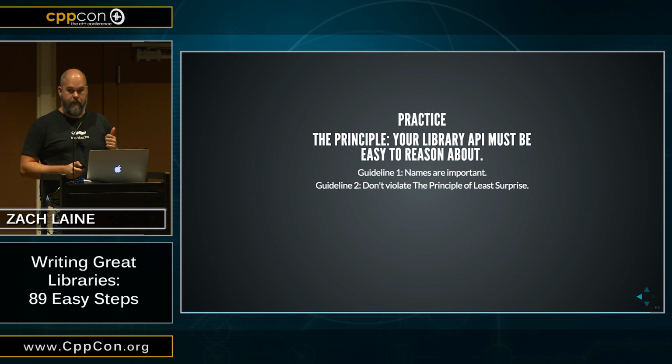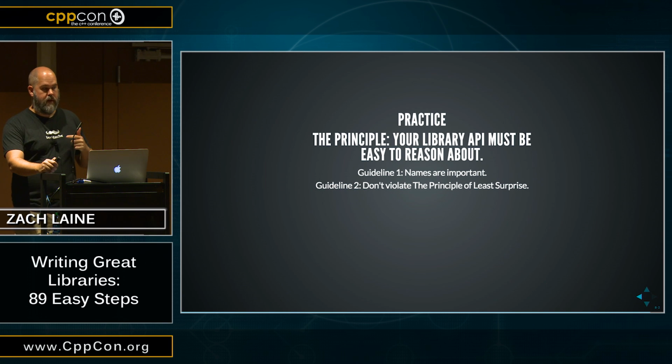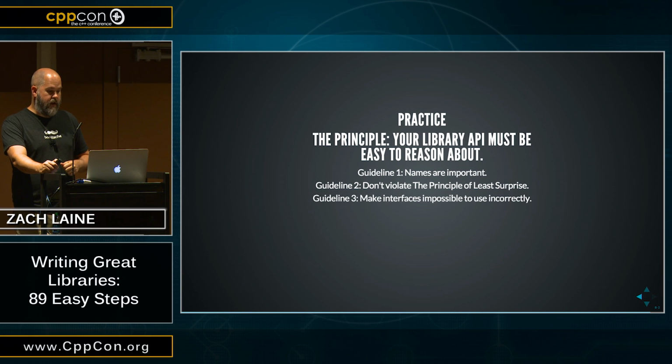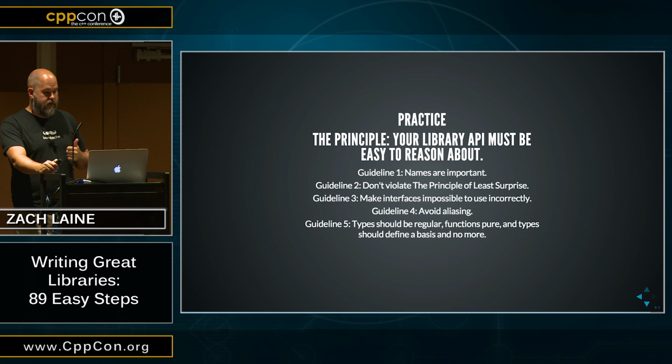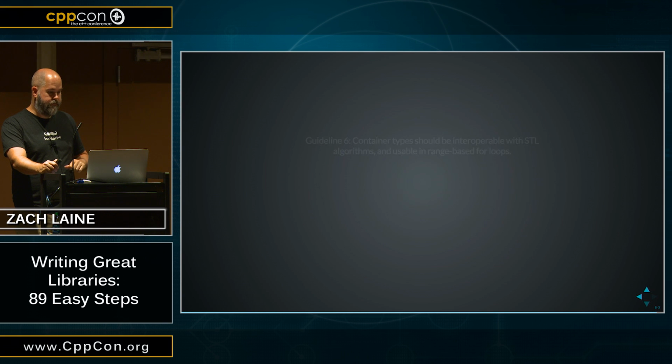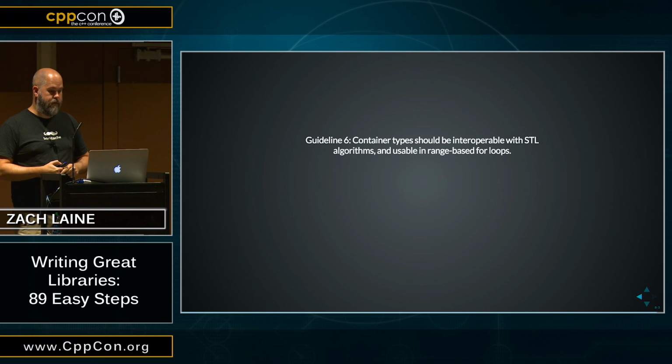You need to make sure that the functions don't do anything extremely surprising in addition to doing what the names say they do. They don't have any crazy side effects. You need to make the interfaces impossible to use incorrectly wherever that's possible. It's not always possible, but at least make them hard to use incorrectly. Avoid aliasing. Types should be regular, functions should be pure, and types should define a basis and nothing else. All other things should be free functions. All right. Also, container types should be interoperable with STL algorithms and usable in range-based for loops.